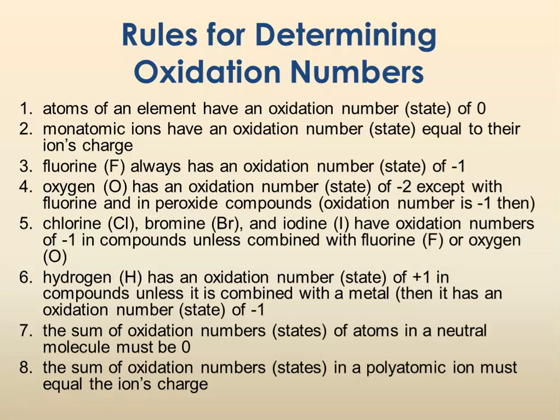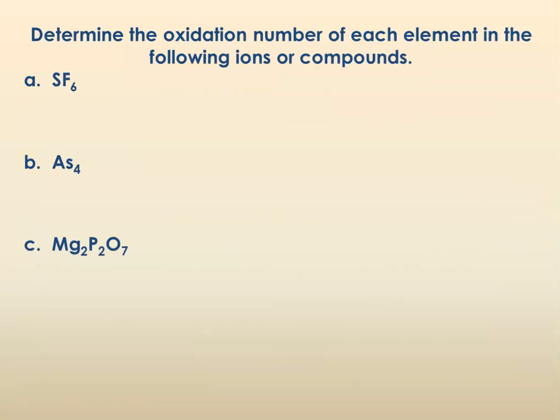If you have a neutral molecule, all of the oxidation numbers have to add up to 0, and if you happen to have an ion, all the oxidation numbers have to add up to that ion's charge. So the elements that aren't listed here, you're going to have to use this information to help you determine what their particular oxidation states or oxidation numbers are.